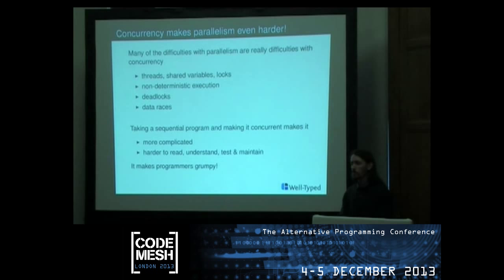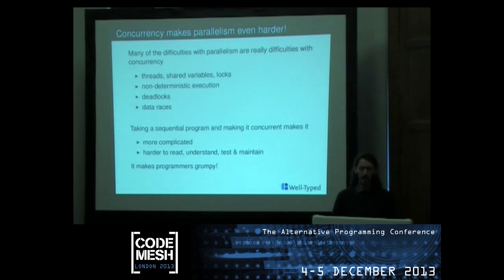And concurrency makes parallelism even harder. So a lot of those difficulties I mentioned a moment ago to do with parallelism, those are really difficulties to do with concurrency. So in particular, all the problems that you have with shared variables and locks and threads, non-determinism, data races. These are all things that come from concurrency that we also often have to deal with in parallelism that makes doing that difficult.